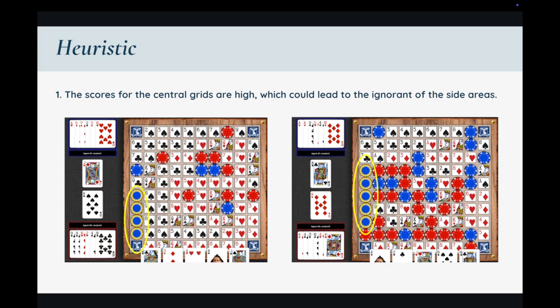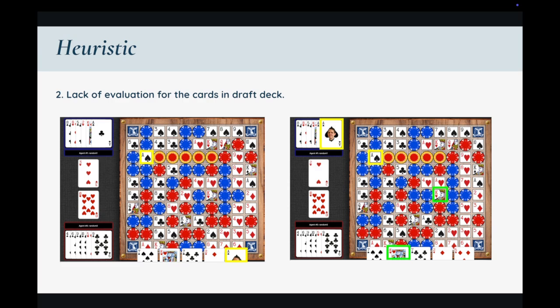For example, in the pictures, the opponent forms a sequence from the side areas, and also uses the cards from the draft deck to win the game. These limitations are addressed in the minimax and Q-learning agents and will be discussed later.